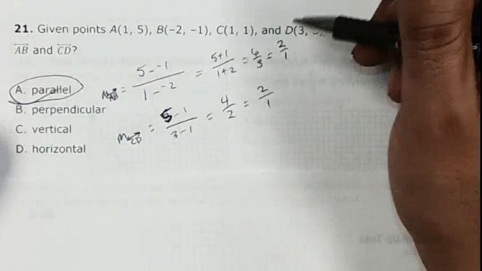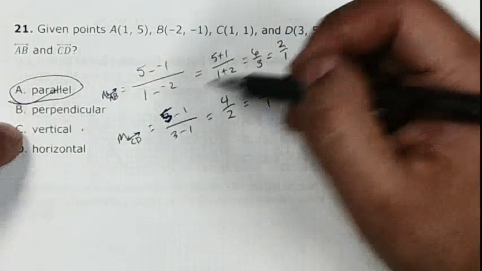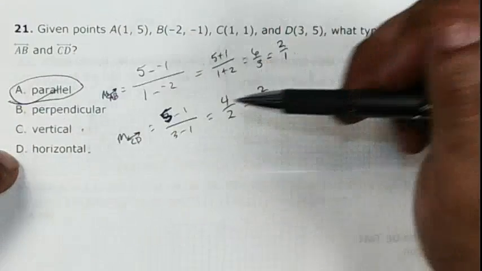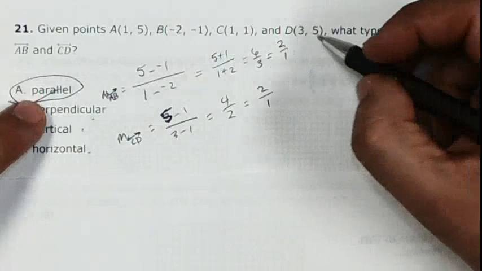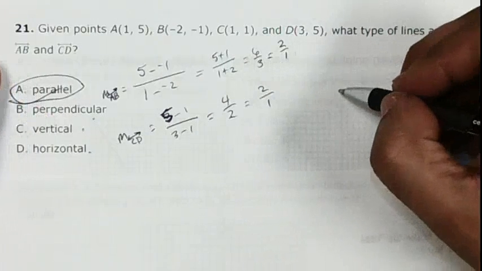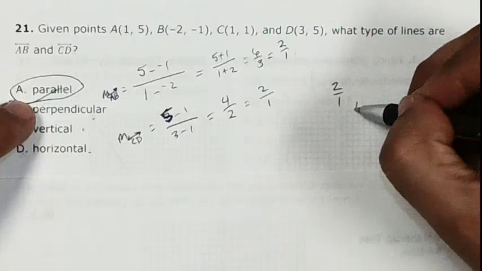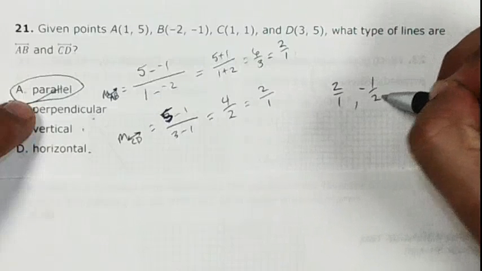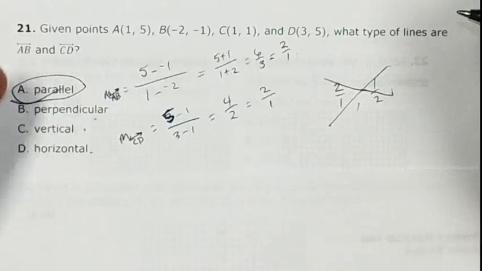All right. And I know they're not vertical because the slopes are not undefined. I know it's not horizontal because the slopes are not 0. In order for them to be perpendicular, the slopes have to be opposite reciprocals. So if I had 2 over 1 on the first one, in order for them to be perpendicular, the other slope would have to come out to negative 1 over 2. And since that did not happen, I know the only answer is A.